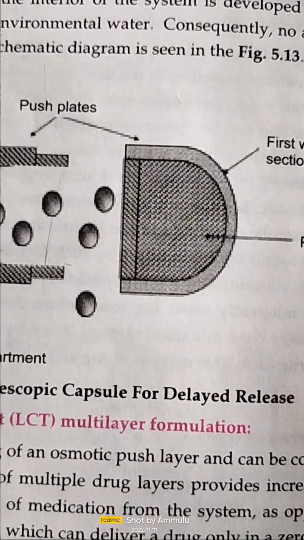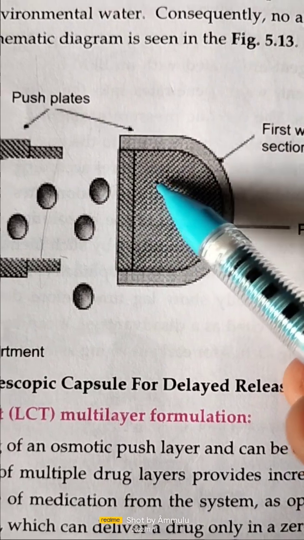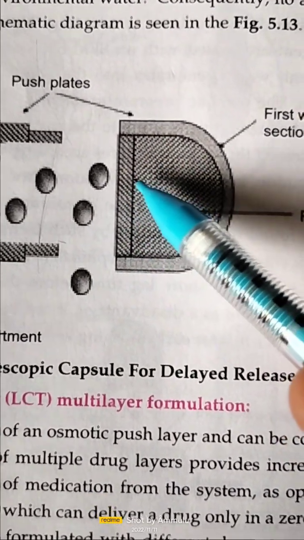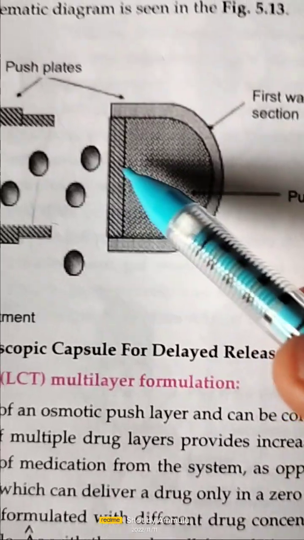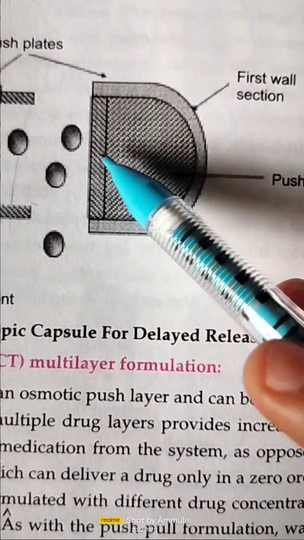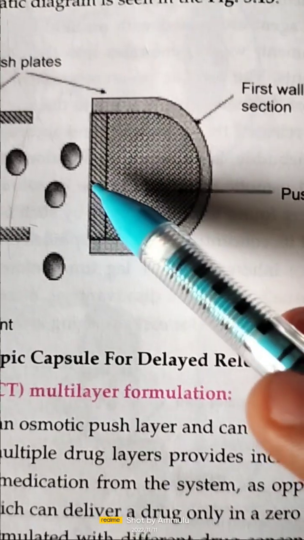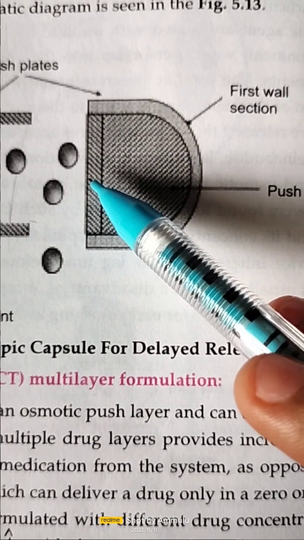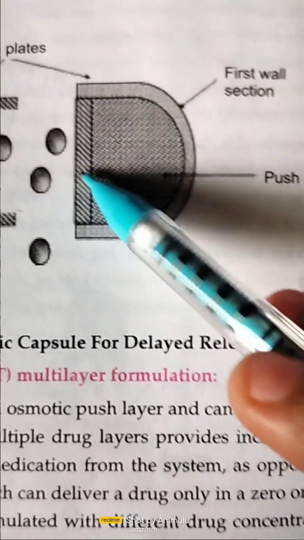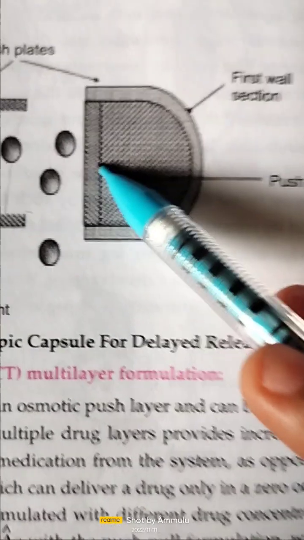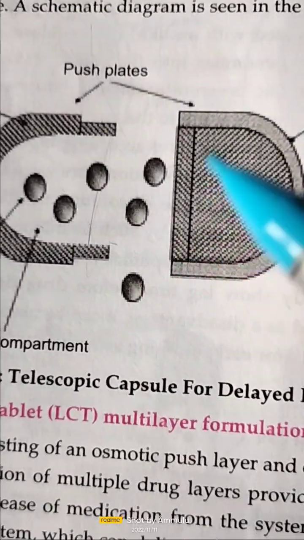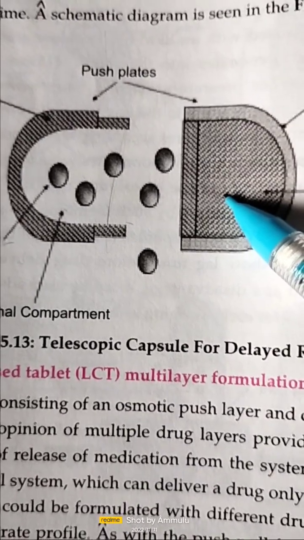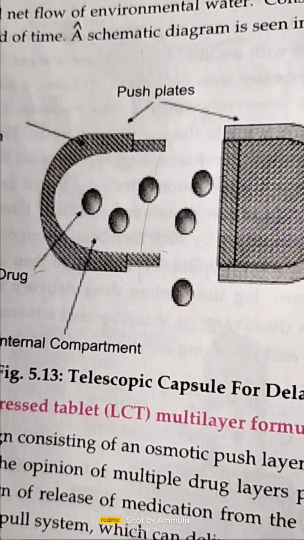As water is imbibed in the housing of the dispensing device, the osmotic engine expands by applying pressure. Consequently, no agent is delivered for the delayed period of time. This is about the telescope capsule for delayed release. It takes a long time to deliver the drug.